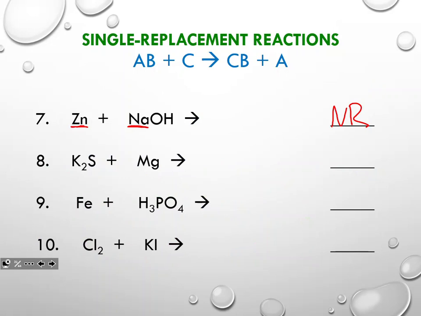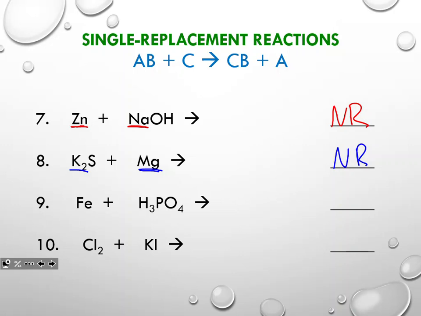How about number 8? Potassium and magnesium. Those are the two that might switch. Is magnesium more reactive than potassium? No. Once again, that one's lower on the activity series. So this one is also no reaction. Thank you.